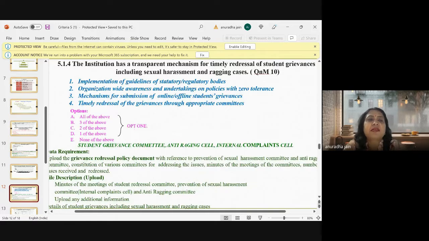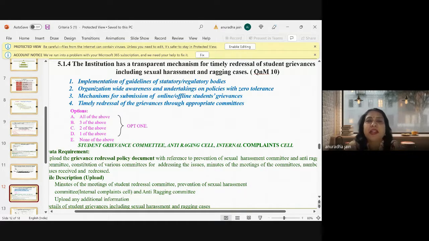Okay, the next metric is 5.1.4. That again is of 10 marks. And it says that the institution has a transparent mechanism for timely redressal of student grievances, including sexual harassment and ragging cases. Okay, you know that there are some statutory requirements of statutory bodies like this.